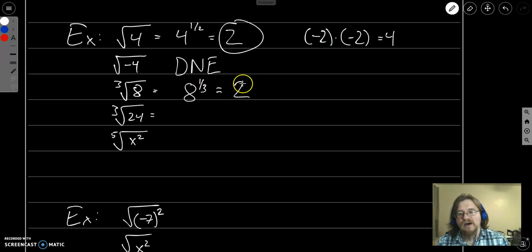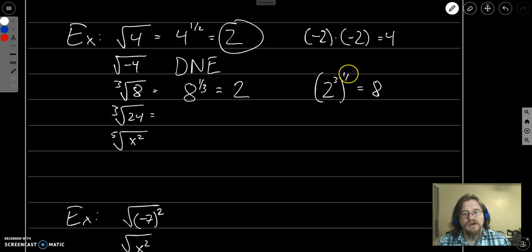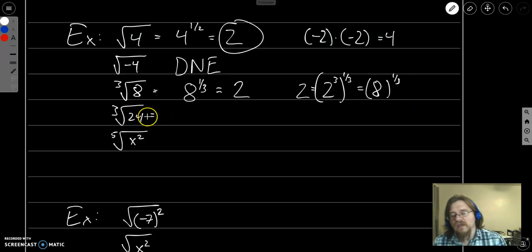And again, one way to see this, if I take 2 to the 3rd power, I get 8. So if I take 2 to the 3rd power and I raise that to the 1/3 power, whatever I do to one side, I have to do to the other. So when I take both sides to the 1/3 power, well, 2 to the 3rd power to the 1/3 power, and when I multiply those, I just get 2. So this is how I might work this out.